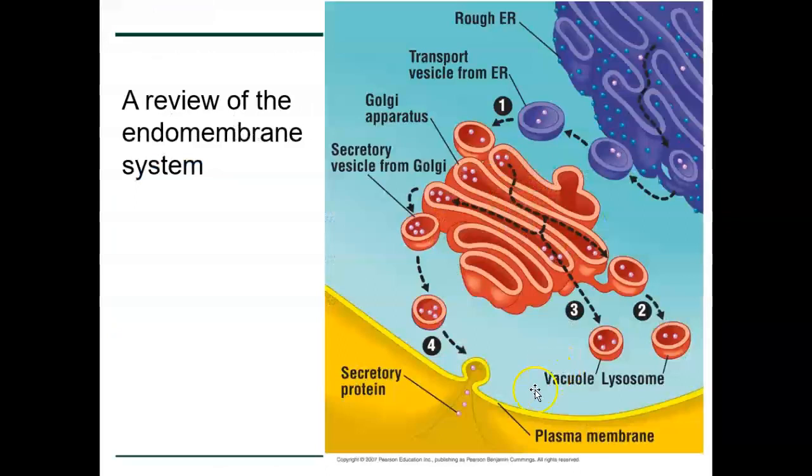So this is a review of the endomembrane system. We've got the rough endoplasmic reticulum making proteins, transporting them to the Golgi apparatus. And the Golgi apparatus, which is a big frowny face, he's going to just kind of put a few finishing touches on it, and then he's going to send the proteins on their way.